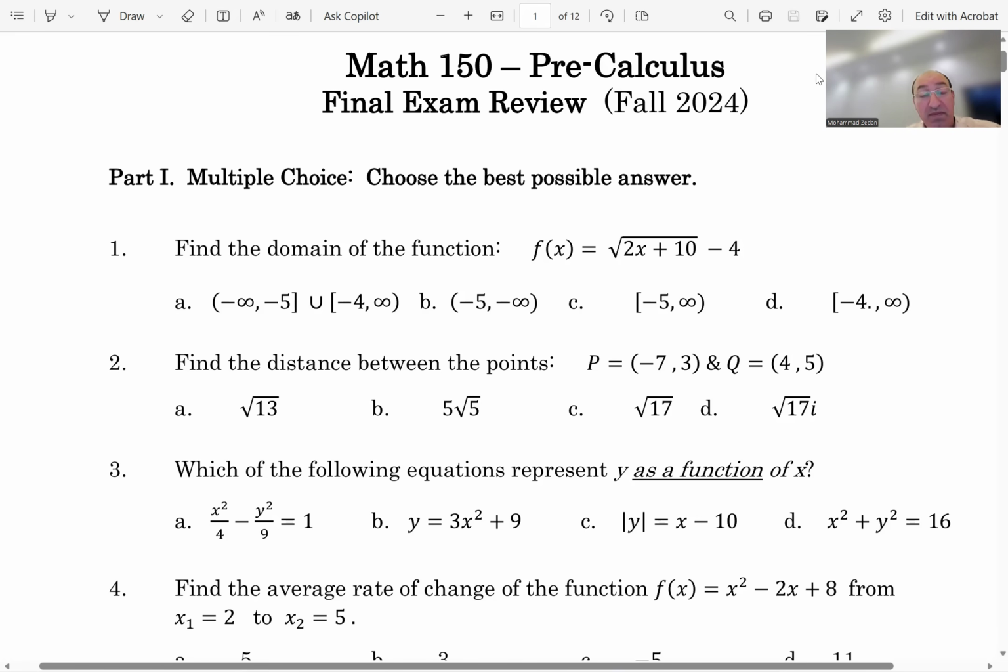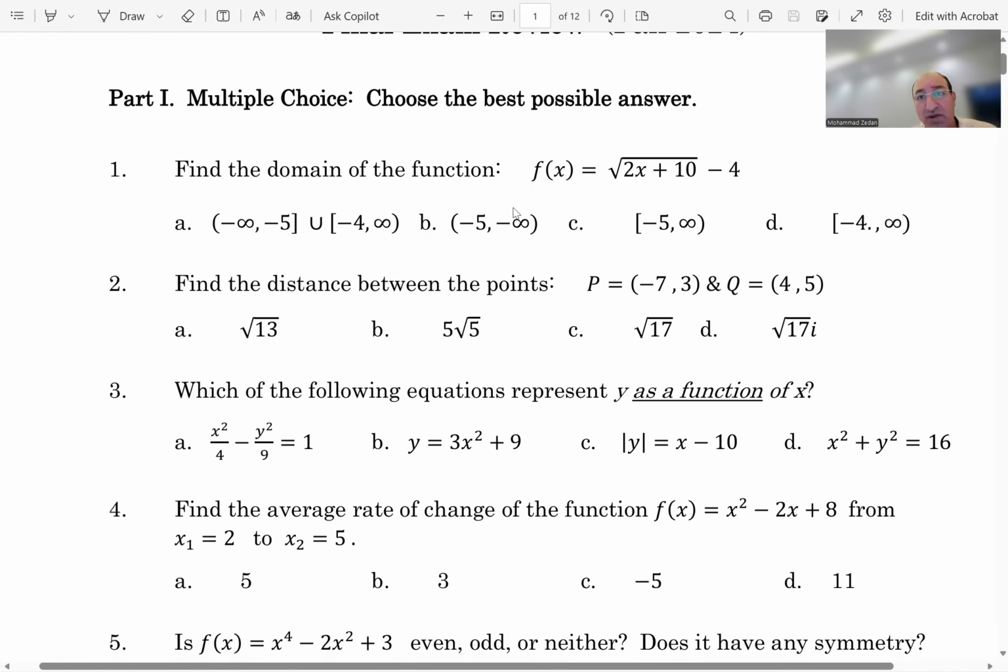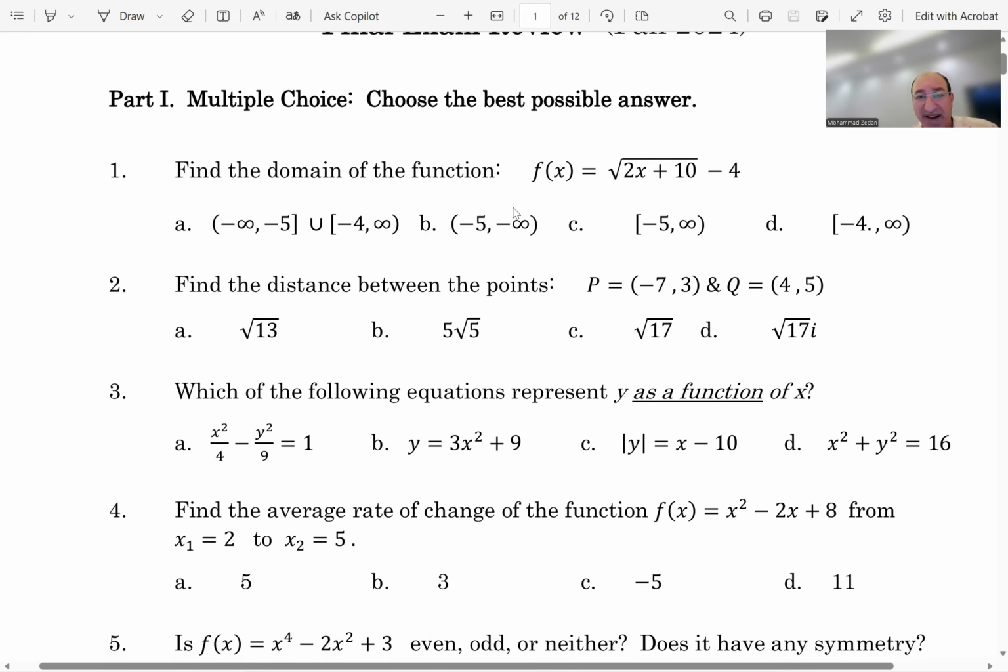AMP2. Some easy questions for pre-calculus about functions, the domain, and which relationship represents a function. Some easy questions on algebra and trigonometry. Question number one: find the domain of the function f of x is equal to square root of 2x plus 10 minus 4.